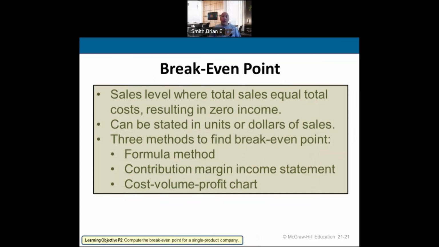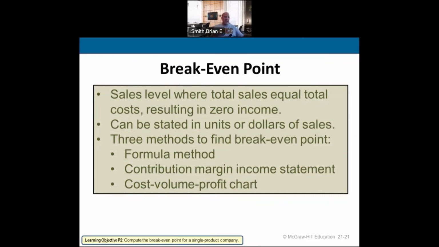Break-even point is where our income is zero. We sell just enough to where we don't make money, but we don't lose money. We have just enough to sell to make sure that our fixed costs are covered and our variable costs are covered, and that's it. We have no profit at all.